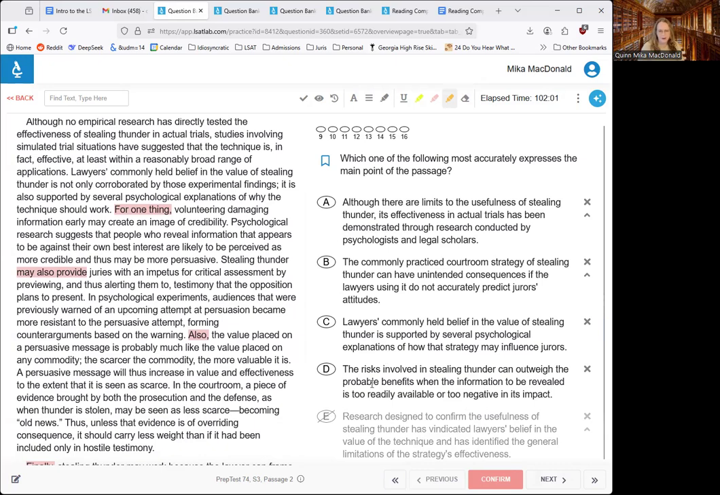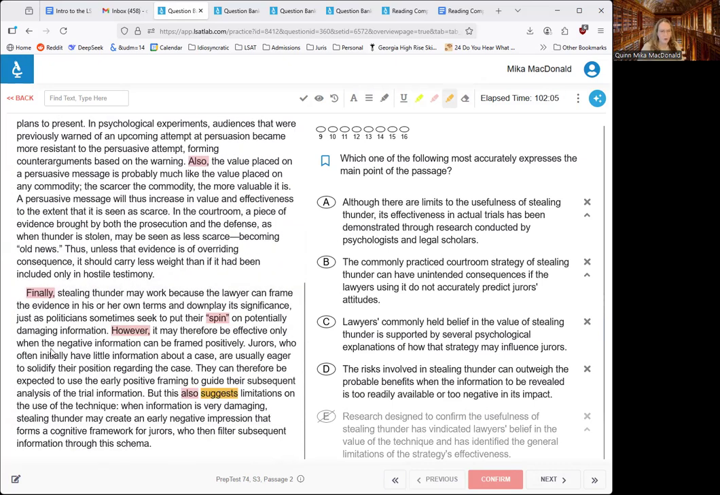D, the risk can outweigh the probable benefits. That's the last paragraph. That's only the limitation brought up in the last paragraph. This is the sort of trap answer for people who always assume the last thing being said is the conclusion of the entire essay, right? And you'd be surprised at how many people fall into that default, right? Because in most things we read, it's kind of true. But the LSAT doesn't make it easy like that.